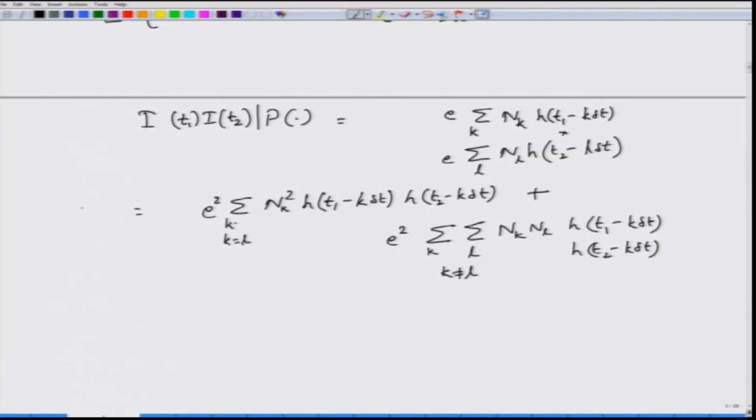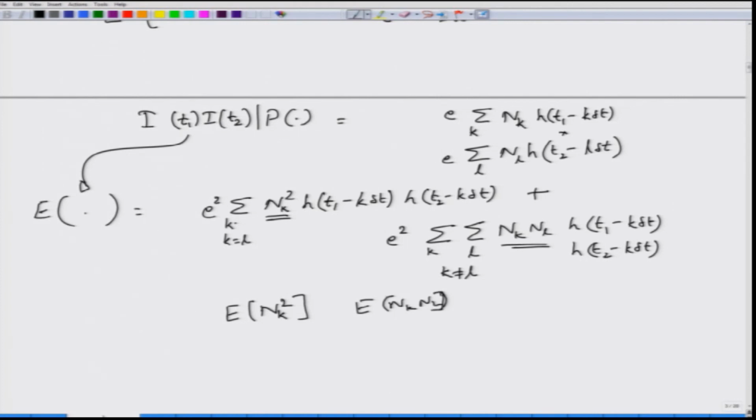Now we are ready to put in the expectation operator. If you put in the expectation operator, you see that the random variables are coming from n k. So, you get 2 terms, E of n k square and E of n k into n L, and we are going to discuss these.